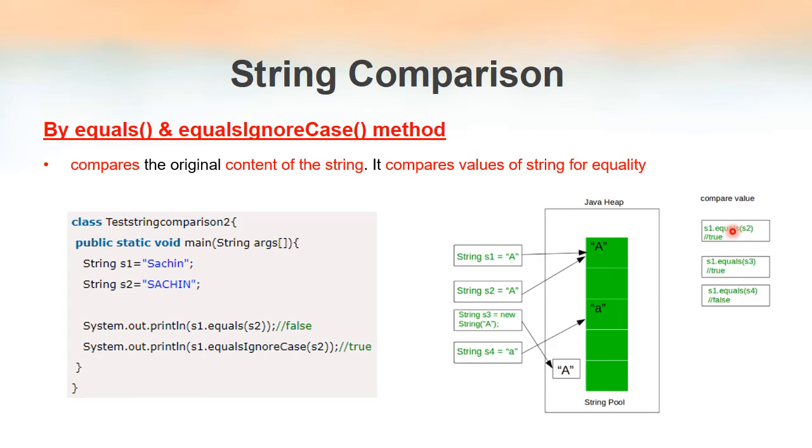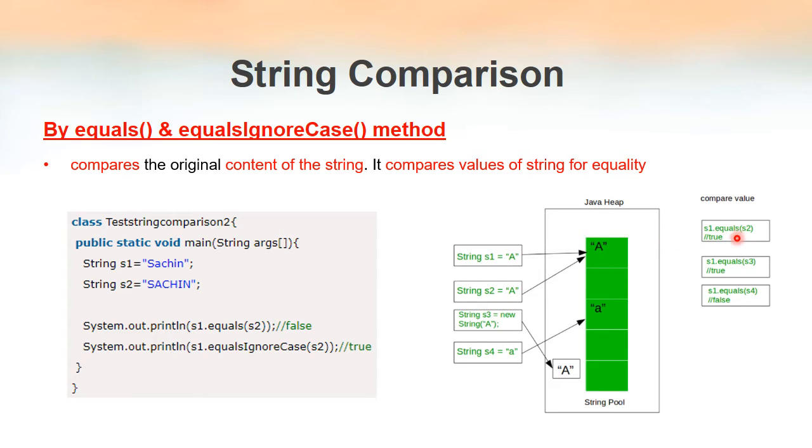Now the equals method always checks for equality of the content. It is not bothered about where it is located. As you can see, S1 and S2 are pointing to the same reference, but the equals method is only looking at the values of S1 and S2.